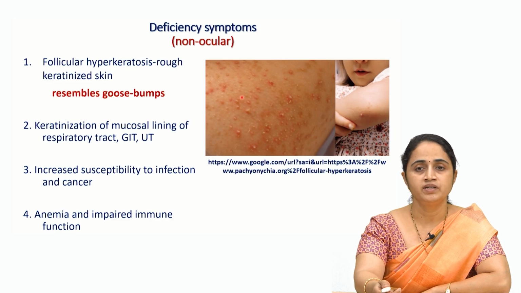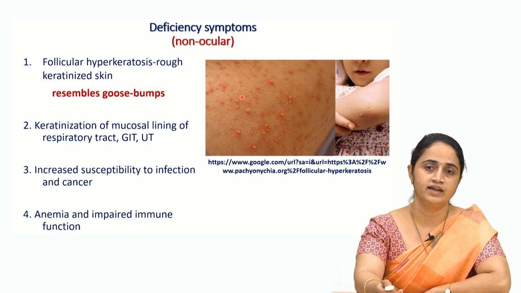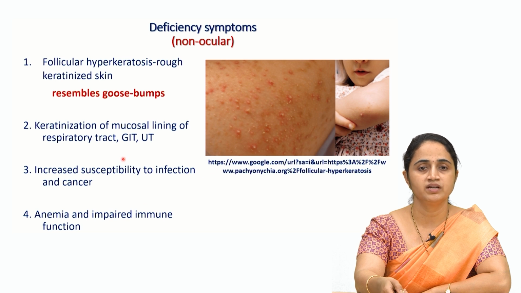As you know, vitamin A has a strong antioxidant action and it is required for the immune function. Because of the vitamin A deficiency, the person becomes susceptible to infection and the immune functions will also be altered.